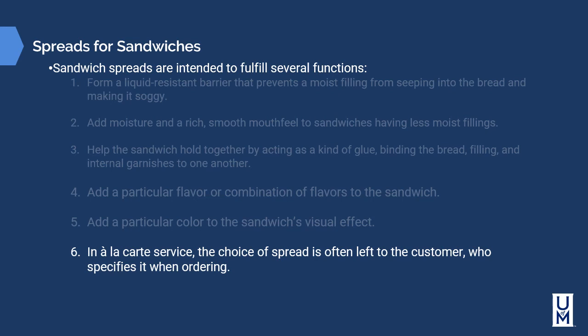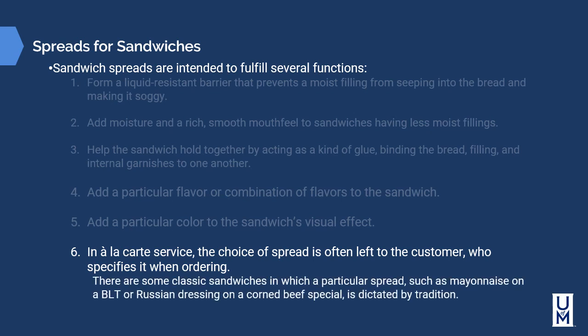And 6, in the a la carte service, the choice of spread is often left to the customer, who specifies it when they order. There are some classic sandwiches in which a particular spread, such as mayonnaise on a BLT or Russian dressing on a corned beef special, is dictated by tradition.